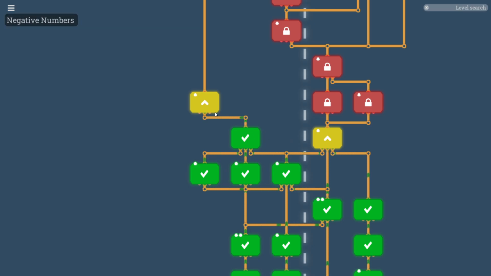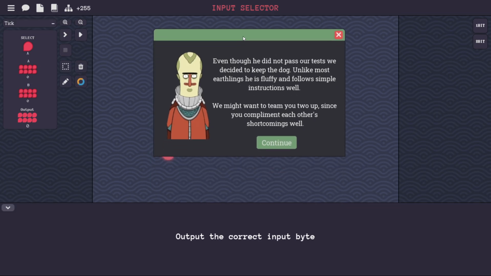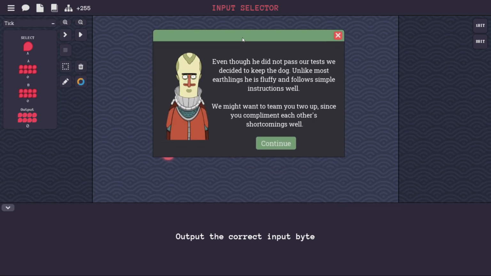The next level that we are going to do is, let's do the input selector. So the level says, even though he did not pass our test, we decided to keep the dog. Unlike most Earthlings, he's fluffy and follows simple instructions well. We might want to team you up since you complement each other's shortcomings well.